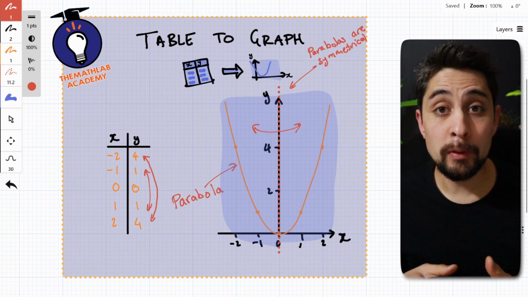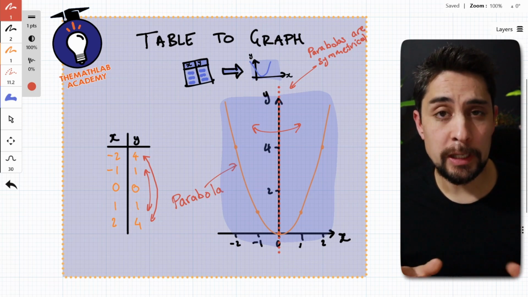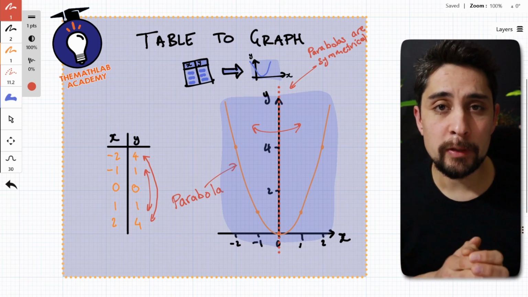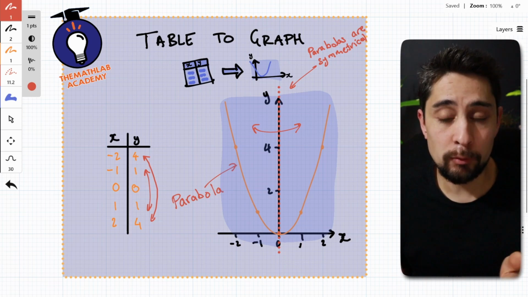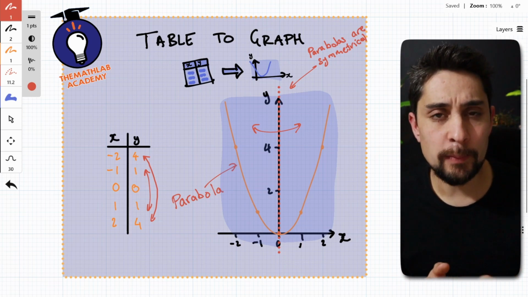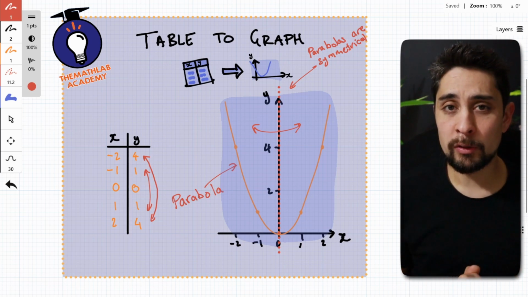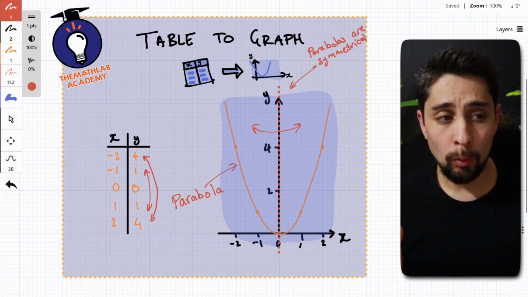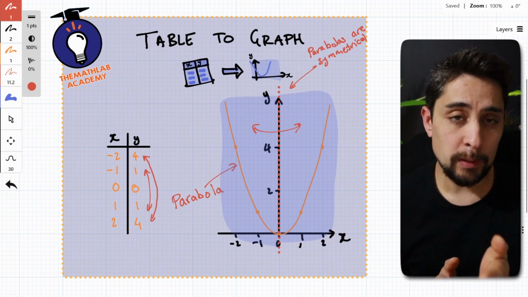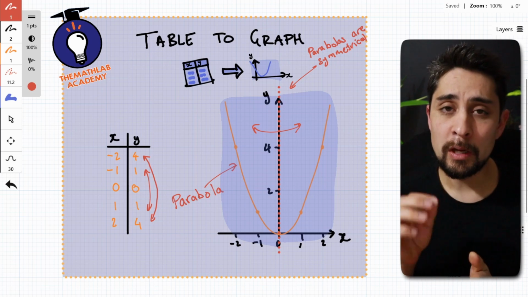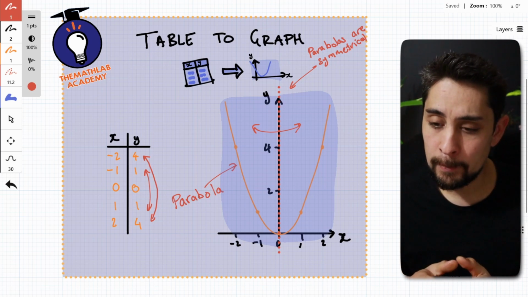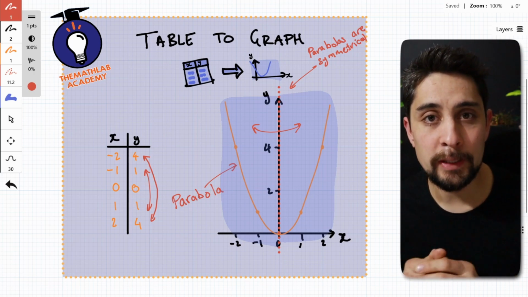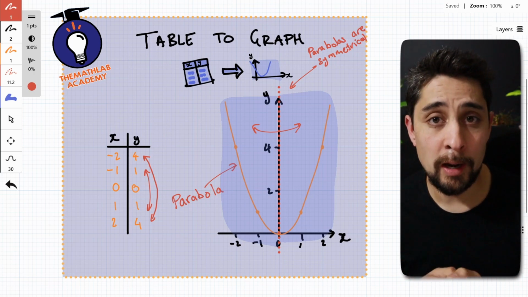So that is how we move from a table to a graph. Now the process in this case is the same every single time. It doesn't matter what type of graph it is, whether it is a linear graph or a parabola, maybe even something more advanced like an exponential or a trigonometric function. It's all exactly the same process. You find your x values, you find your y values, you plot the dots and then connect them up with a nice smooth line.